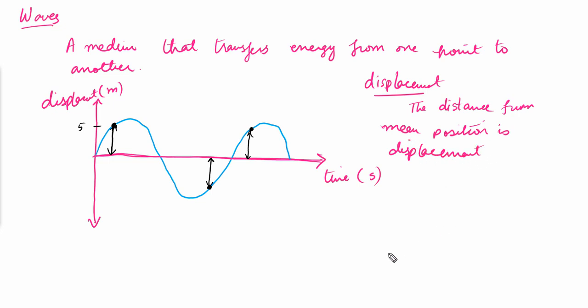Now the next thing that we have to discuss is amplitude. Amplitude is the maximum distance covered by a wave from its mean position. I'll write it here: amplitude, the maximum distance of a wave from its mean position.